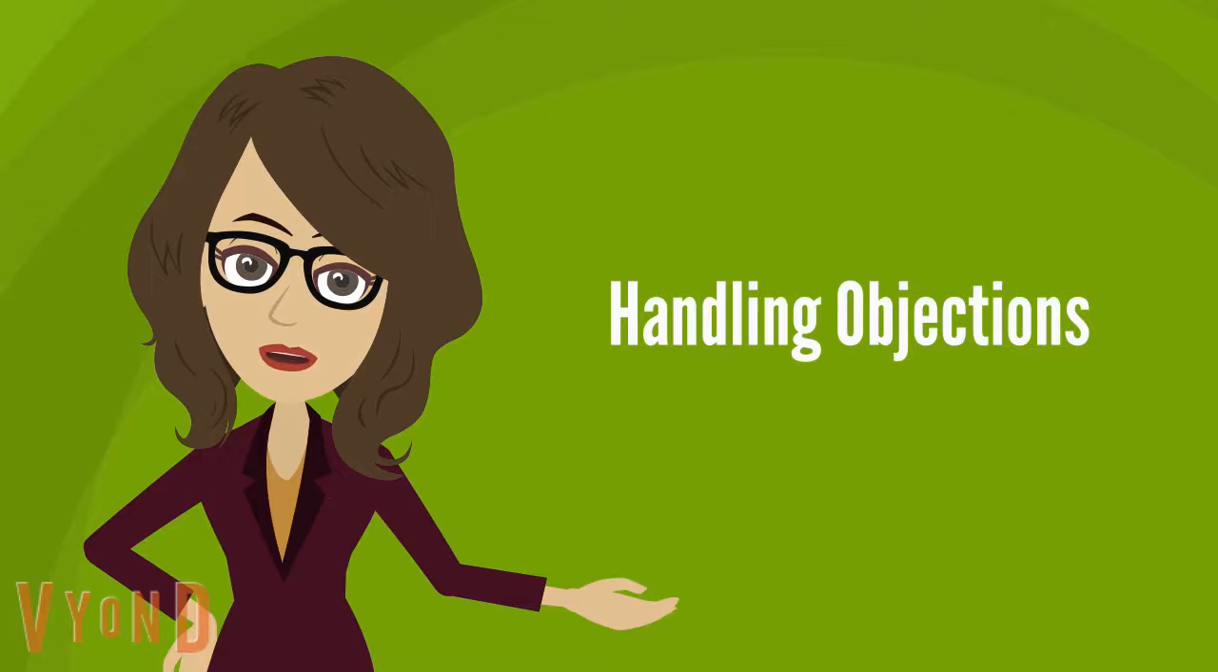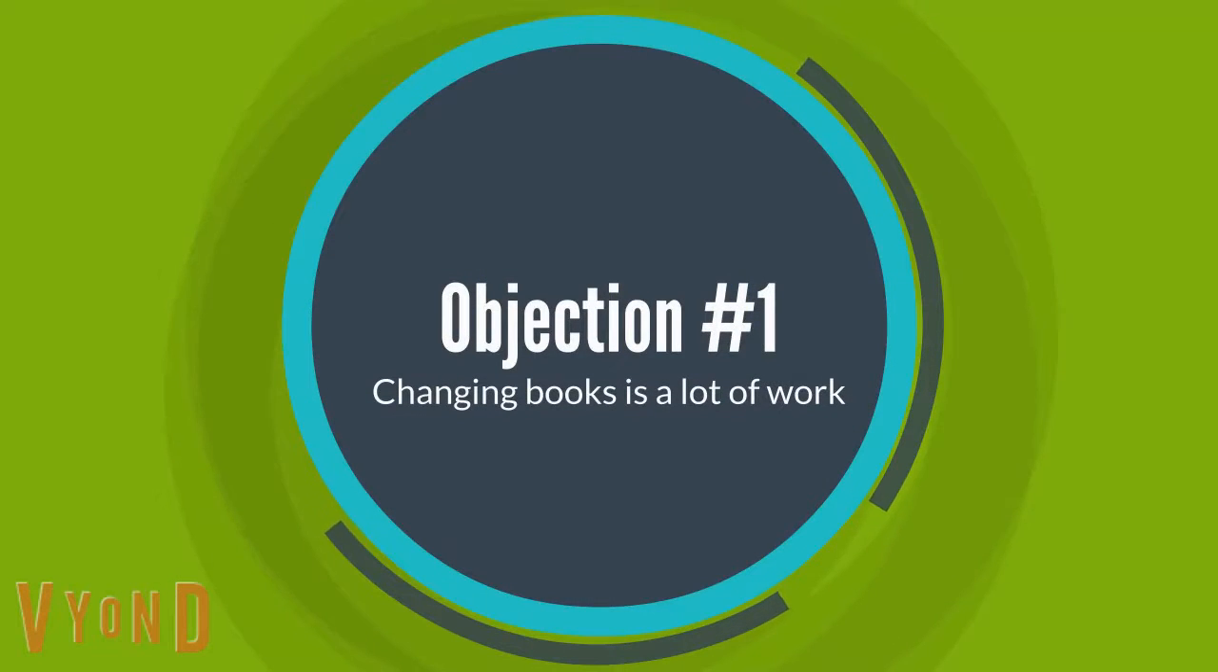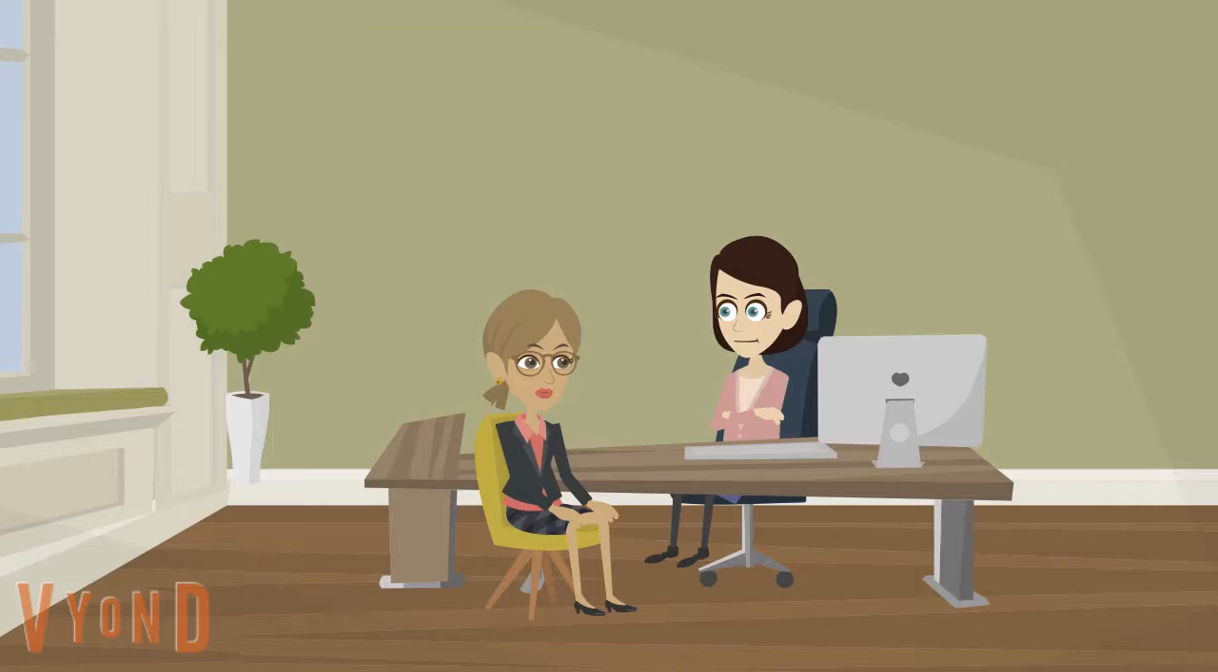The social psychology market is a tough market to sell in, and objections come with the territory. In this section of the module, we'll focus on strategies you can use to handle common objections. Objection number one, changing books is a lot of work. I don't know, it's a lot of work to change books. I understand that. Before we jump to changing books, can you tell me a little bit about your course and your students?